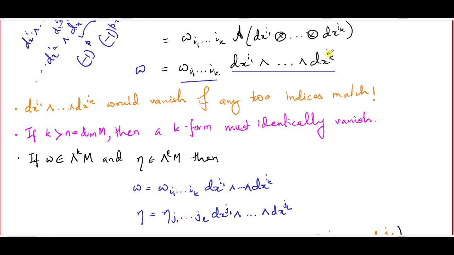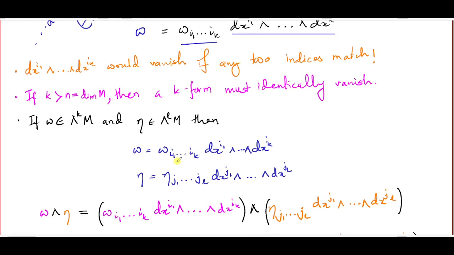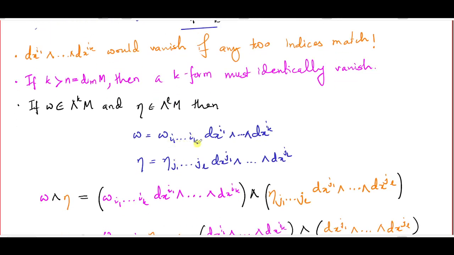Now this is something that I can always express any k form as, as long as you are within a particular coordinate patch. So if omega is a k form and eta is an L form and we are using coordinates, omega can be written in this form, omega I1 through ik dxi1 wedge dxi2 up to dxik. Eta similarly can be written down in the form eta j1 through jl dxj1 wedge dxj2 up to dxjl.